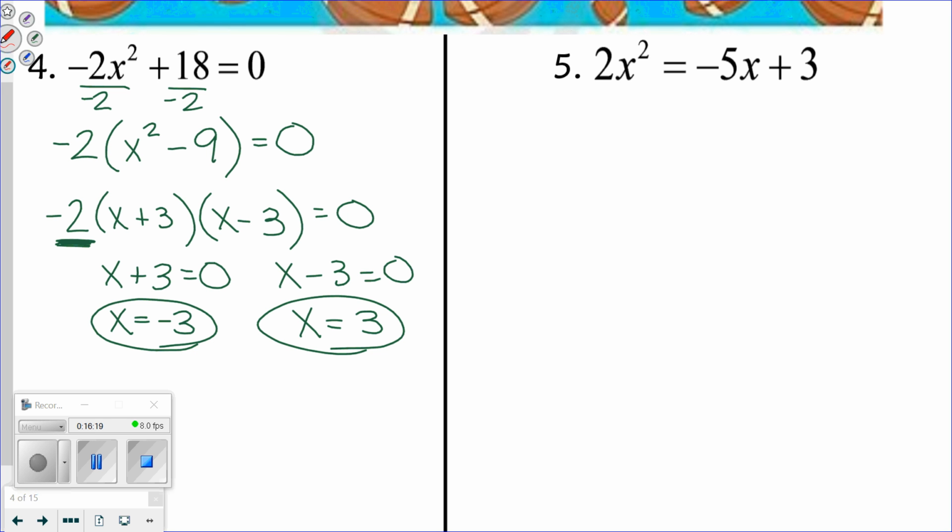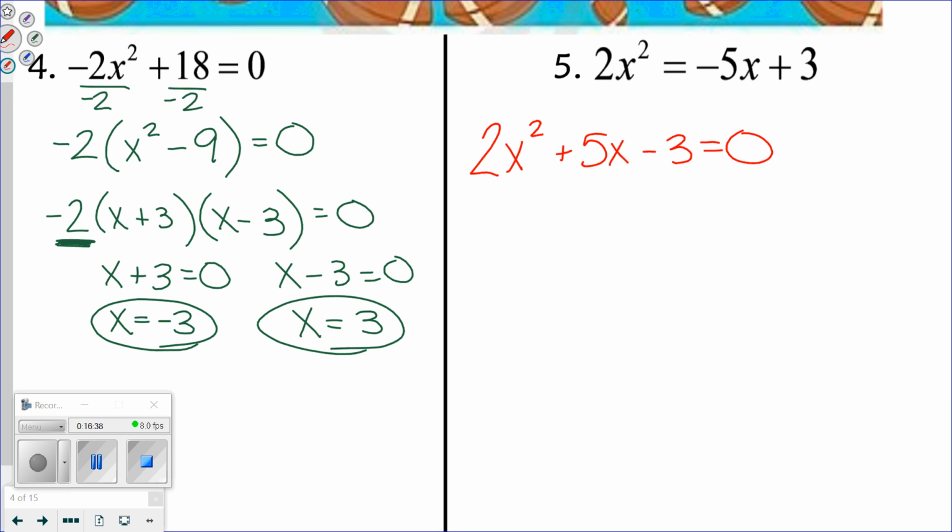Yeah. So me personally, if I can move things to make my x squared positive, I will, because I don't want to take out a negative if I don't have to. So I'm going to leave the 2x squared right there. I'll move the 5x over to make them positive. Move the 3 over, make it negative.